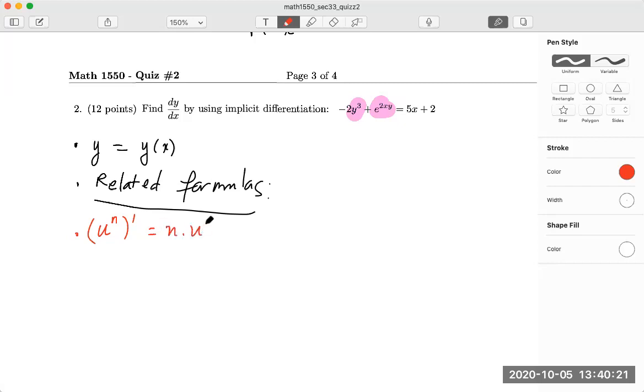Very good, thank you, Rami. n u to the n minus 1 times du over dx, or u prime, okay? du over dx means u prime, the derivative of u. It seemed to me that you prefer this notation, u prime, okay? And what is the other formula we should use here?